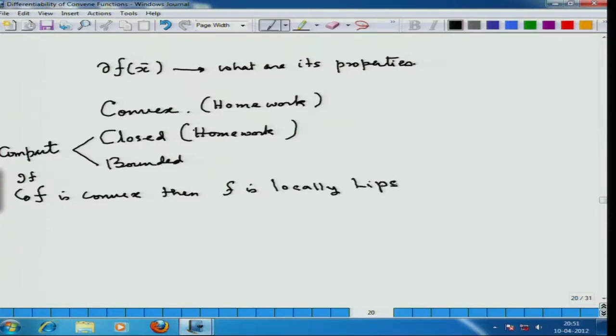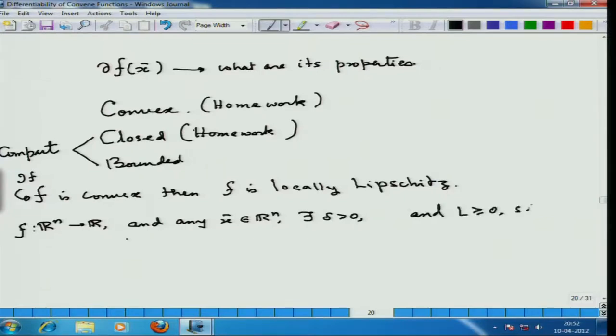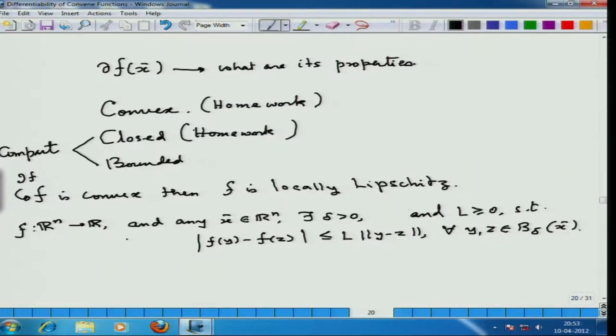So, what do I mean by this statement of locally Lipschitz? For any function f from R^n to R, assume it is a convex function, and any x bar in R^n, there exists delta greater than 0 and L greater than or equal to 0, such that |f(y) - f(z)| is less than or equal to L times the norm of y minus z for all y and z belonging to this neighborhood. So, this L is highly dependent on your choice of x bar. Basically, L depends on x bar.